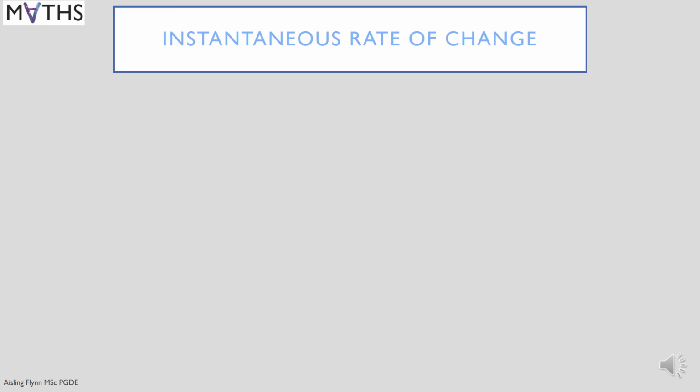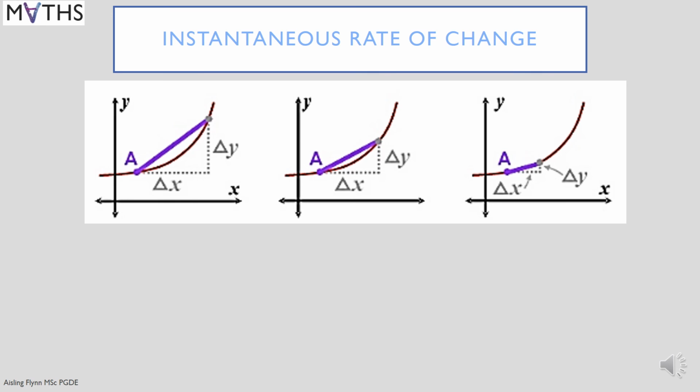Instantaneous rate of change. So this is what the word suggests. At an instant, what is the rate of change? So at a single moment in time, if you pause or stop the stopwatch, or if you look at a single point on a curve, what is the rate of change? So we get to the instantaneous rate of change through a process.